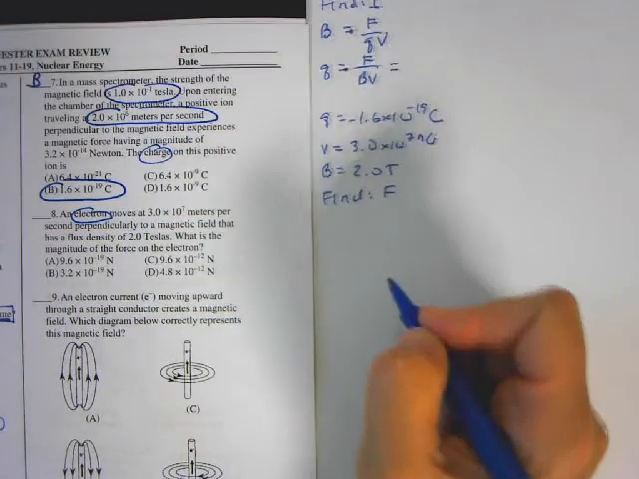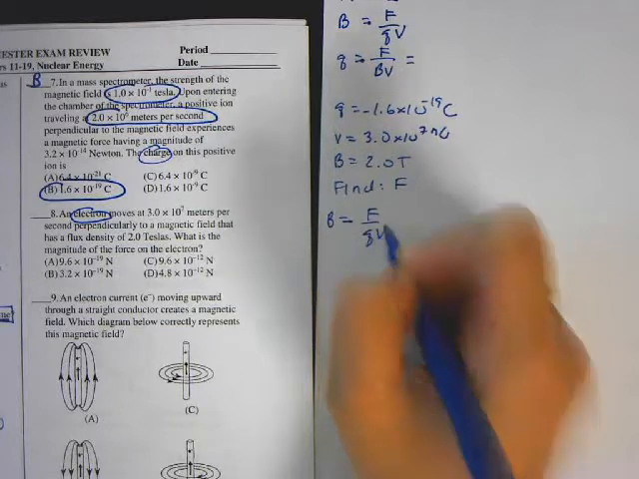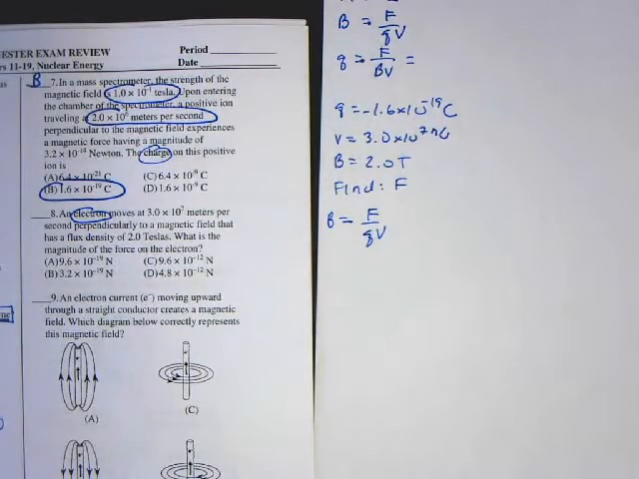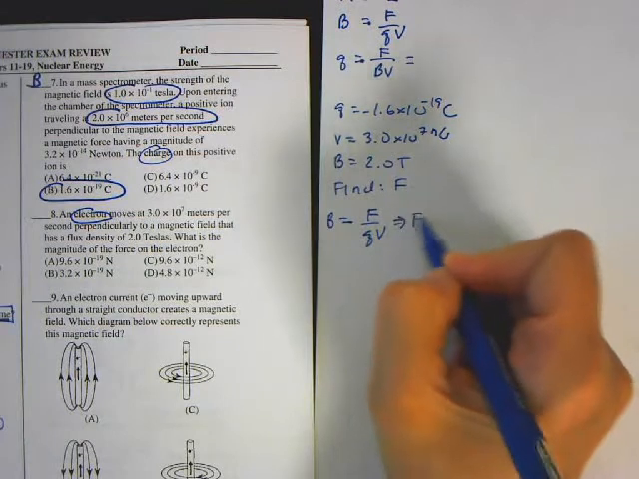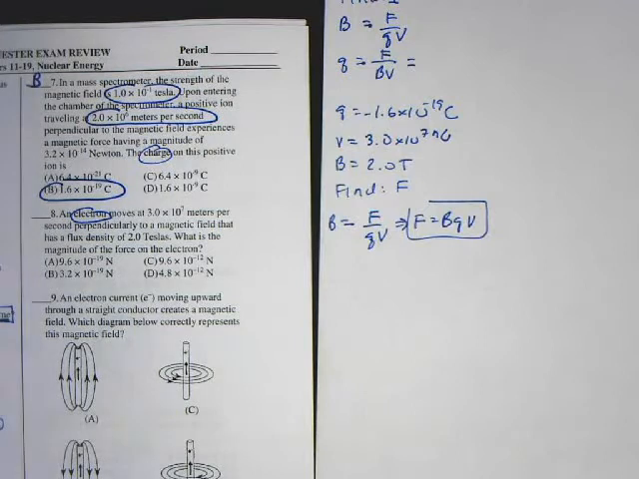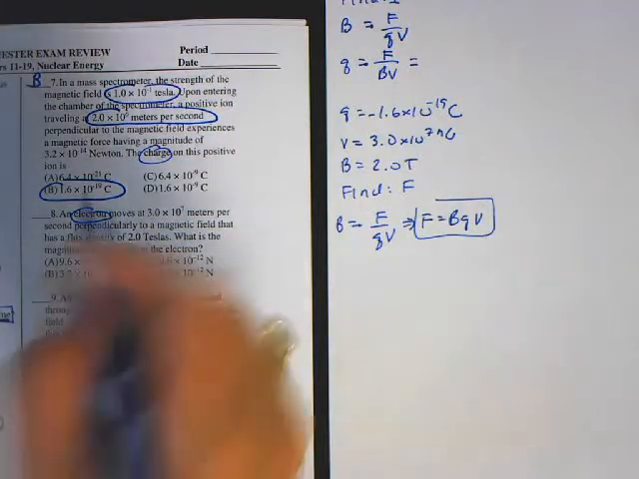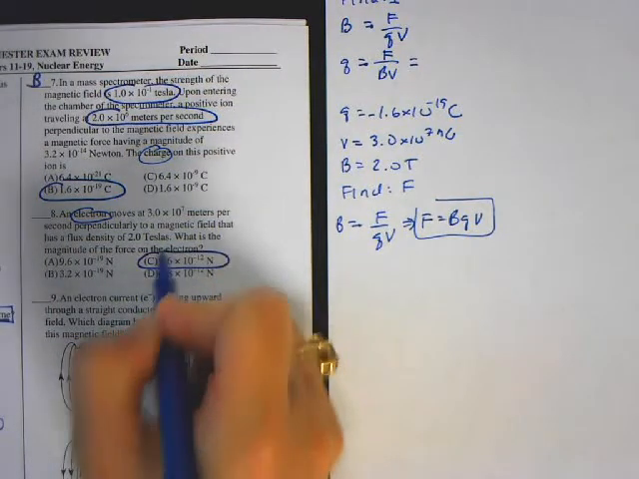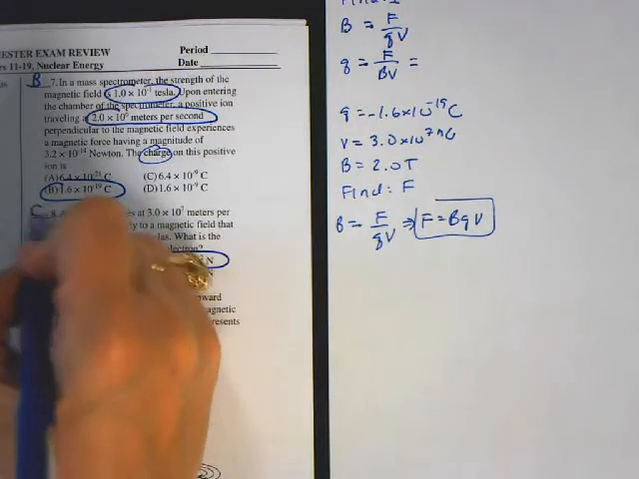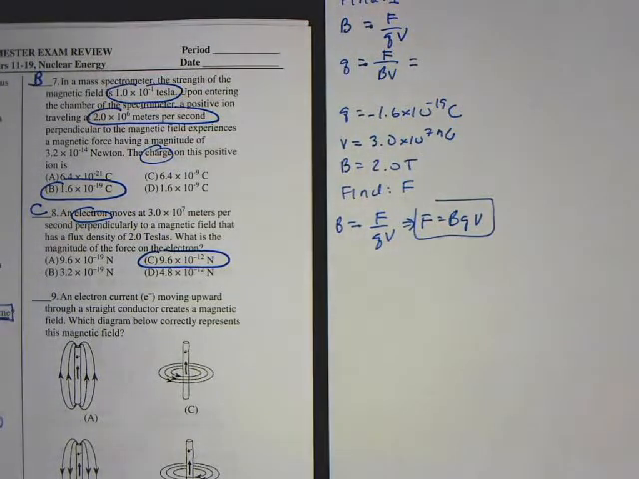So again, I'm using my equation. B is equal to F over QV. And I'm going to rearrange the equation and say F is equal to BQV. And then I'll substitute in my values and solve. And when I do that, F comes out to be 9.6 times 10 to the negative 12, which is choice C. Remember, when you view this video, this should be after you've already done the review sheet yourself.